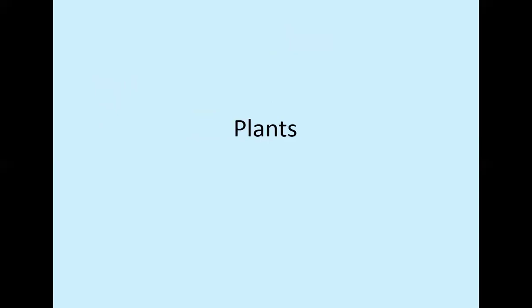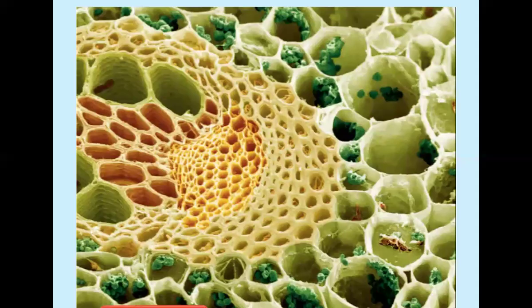So this is some basic information regarding fungi. Now we move on to the next type of living things, which are plants. This is a figure from the book, and this figure shows a micrograph. This is a picture taken from a microscope. And this picture shows the cells of a plant.